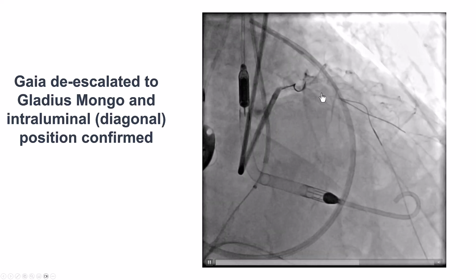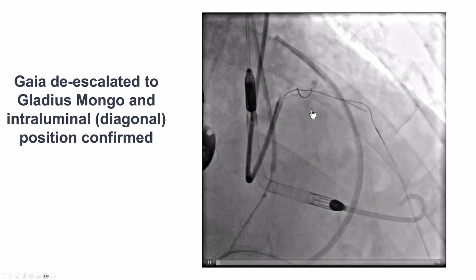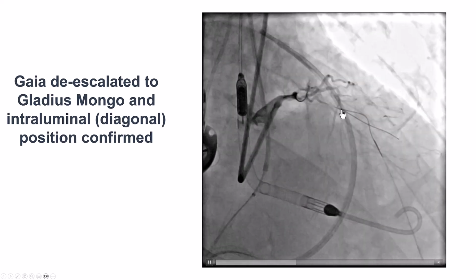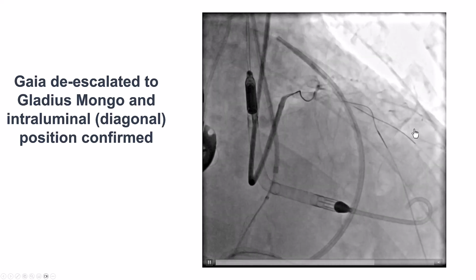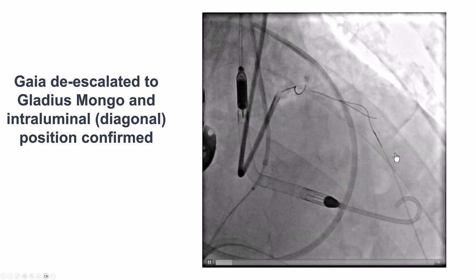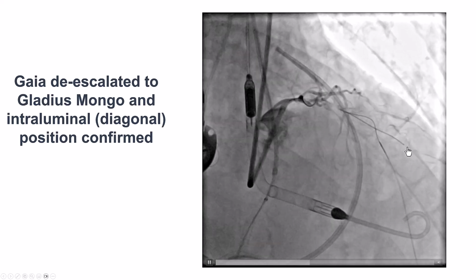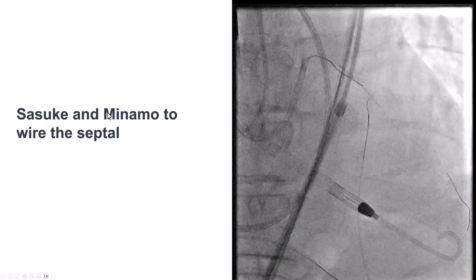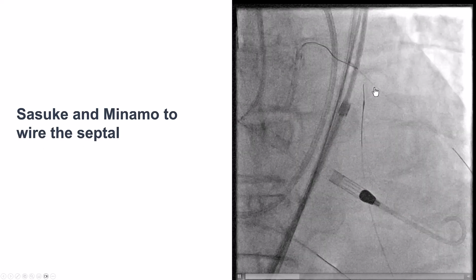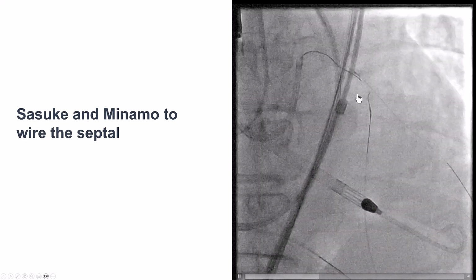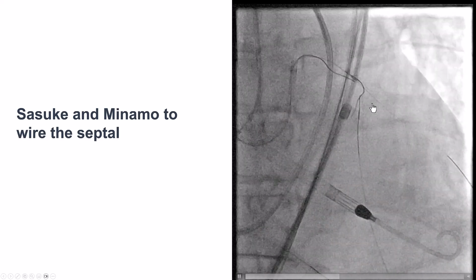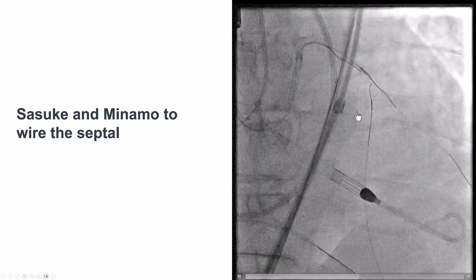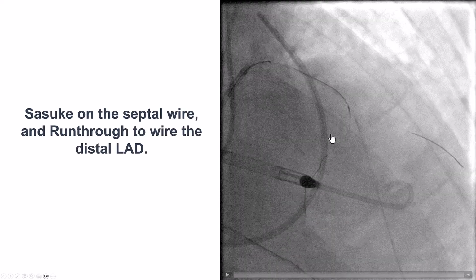We then switched to a Gladius Mongo that advanced easily into a branch, and now we have the contralateral injection showing that the Gladius Mongo is into the diagonal branch. The next step was to use a dual lumen microcatheter. This was a Sasuke, and a workhorse guide wire to that advanced, but unfortunately it advanced into a septal branch. It didn't want to go into the LAD, but no problem.